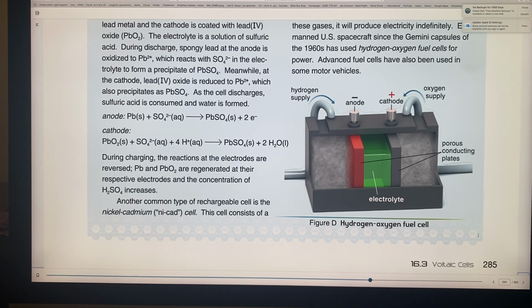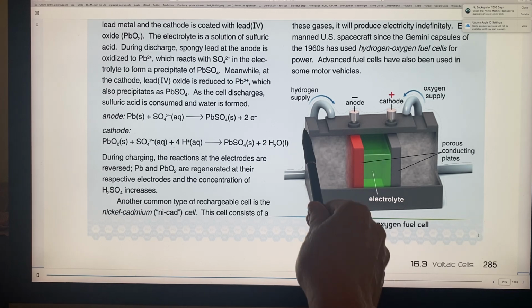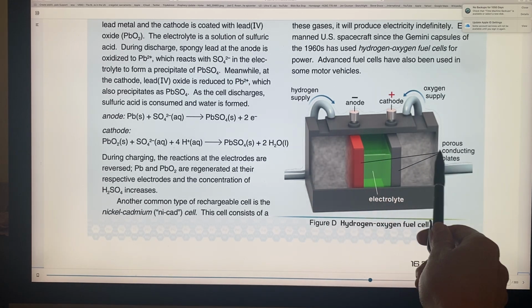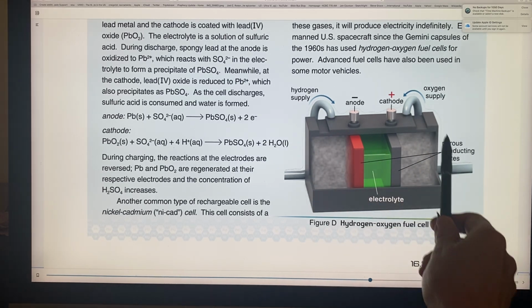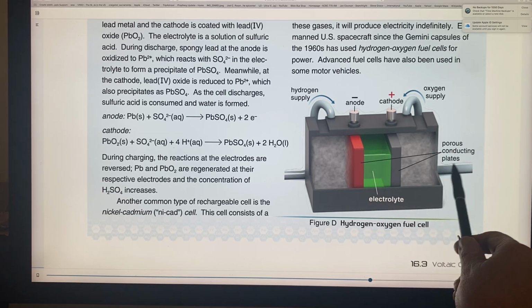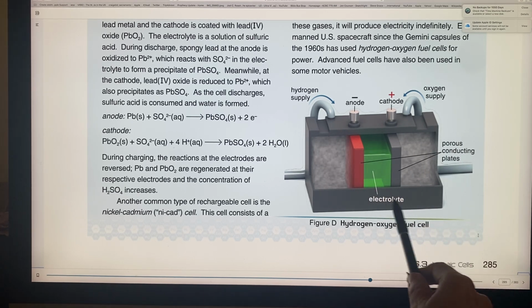So it oxidizes hydrogen at the anode and reduces oxygen at the cathode, and this provides a steady flow indefinitely. See how it is with the hydrogen supply coming in and the oxygen supply coming in. And as the hydrogen and oxygen supply come in, this electrolyte in here is constantly charged up.